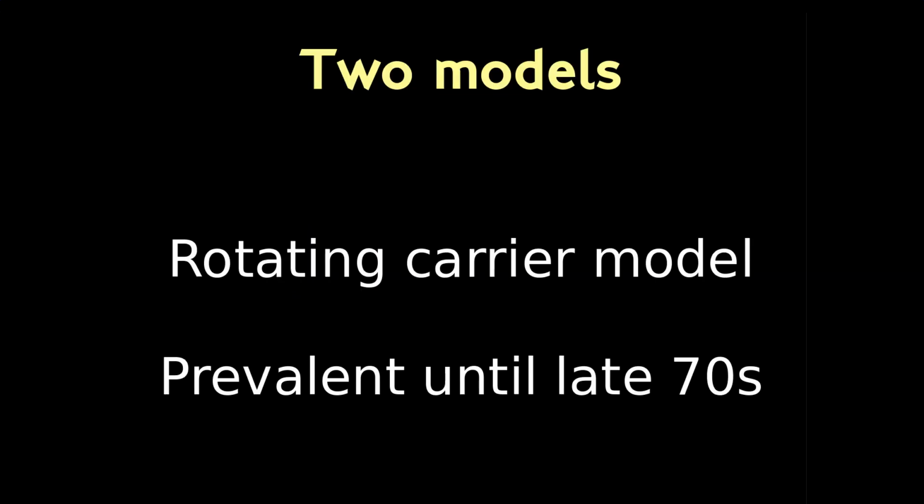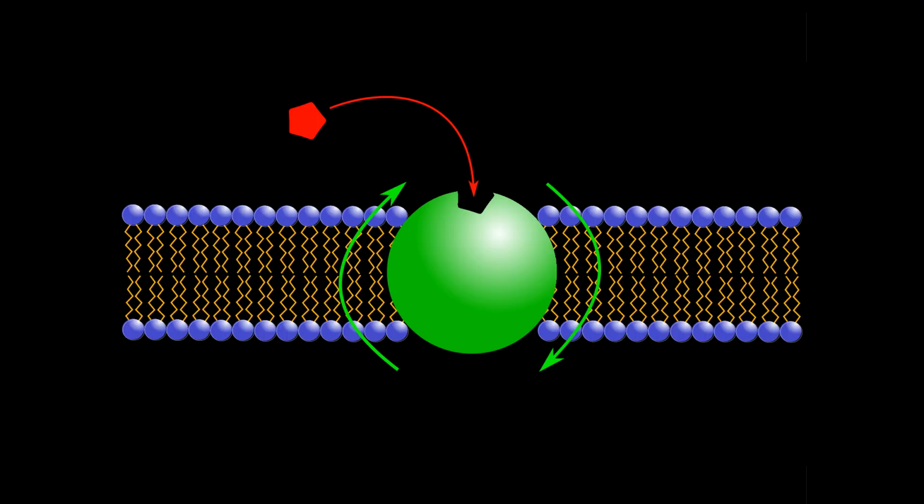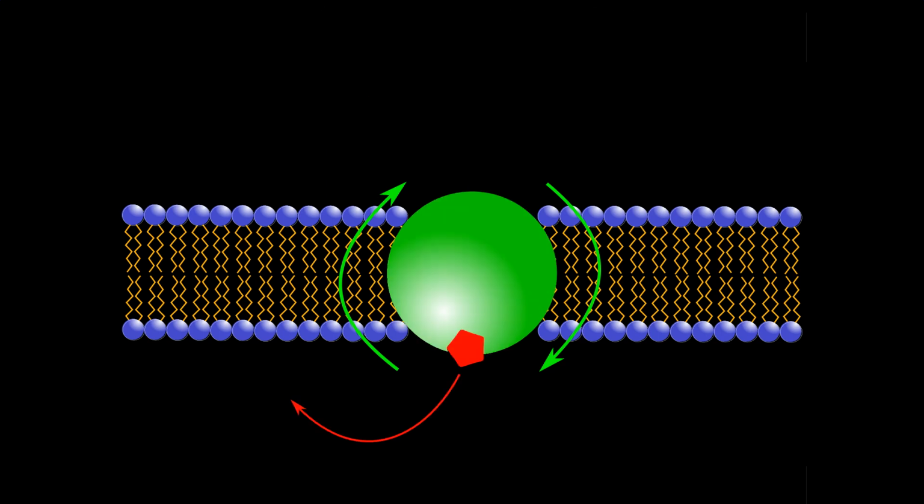Really quickly here, there's two major models of how this might happen. There's the old one, which was the rotating carrier model, which was prevalent into the late 70s. Essentially, you have this carrier transport molecule, this carrier protein in the cell membrane. Your substrate will bind to it, and it rotates and drops it off on the inside. So then rotate and dump it off on the inside. That's how you get it working.